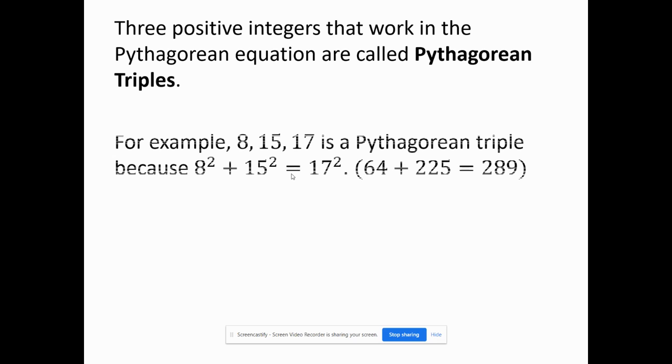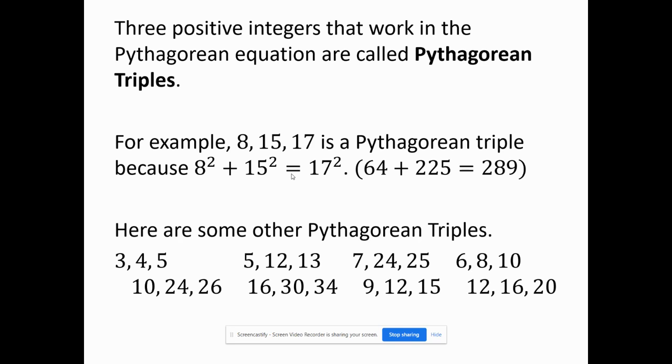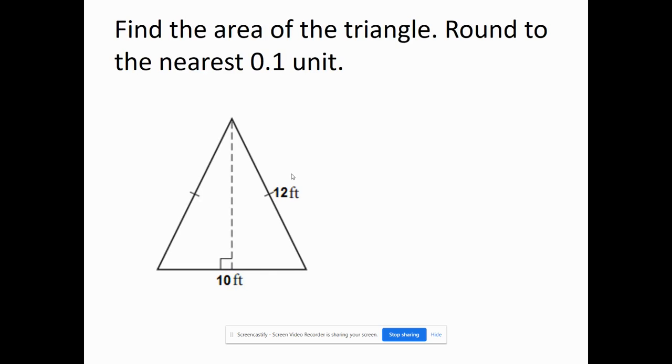And then, if three positive integers work in the Pythagorean equation, we would call those Pythagorean triples. So like the 8, 15, 17, some other really famous ones, 3, 4, 5, 5, 12, 13. So if you recognize these, you can sort of memorize them, and you won't have to even use the Pythagorean theorem. So there are infinitely many of them.